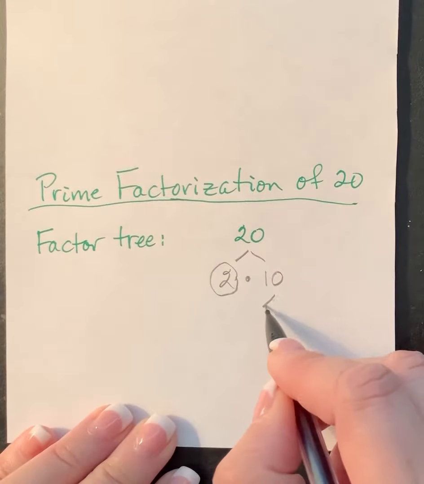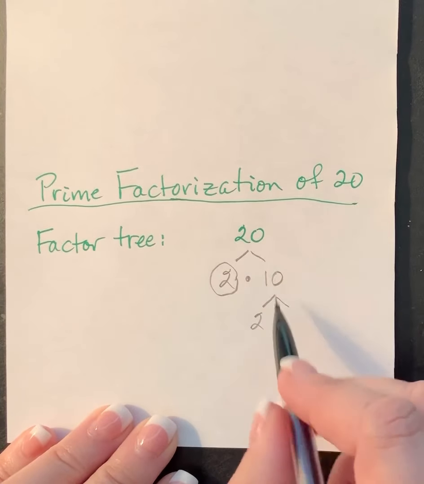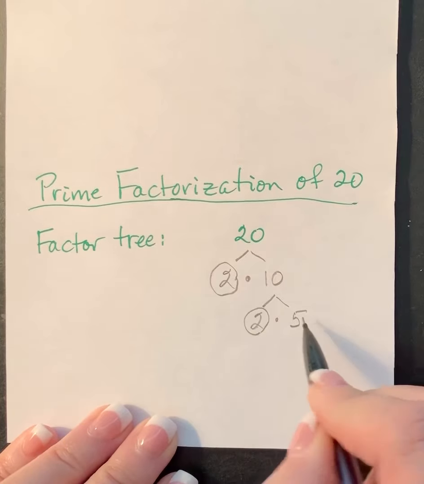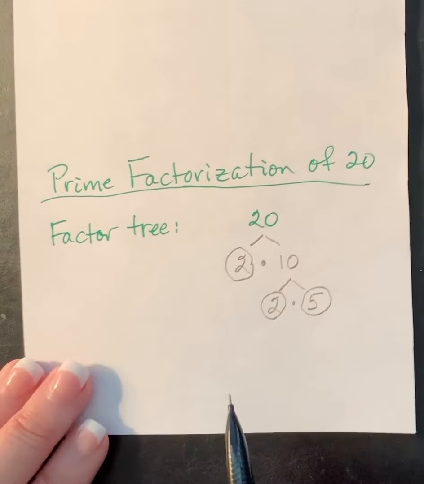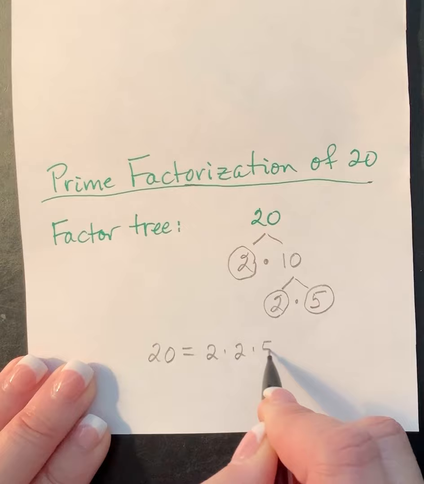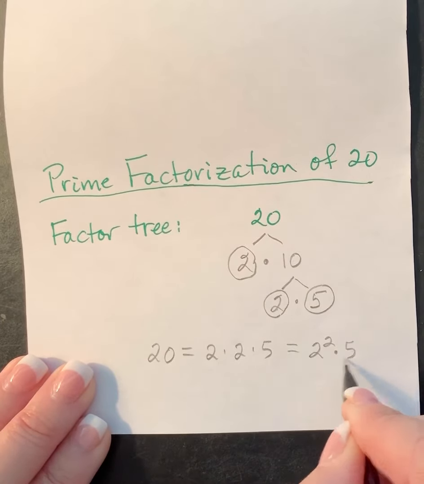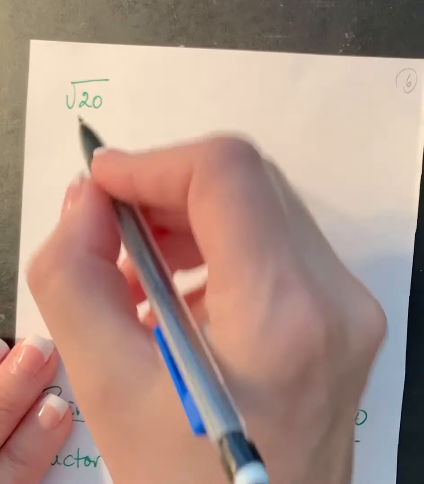So 10 is also divisible by 2. 10 is the same thing as 2 times 5. All right, now 2 is a prime, we said, and 5 is a prime. So all the things I have circled, that's the prime factorization of 20. 20 is equal to 2 times 2 times 5, and then I'm going to write it with exponents. 2 squared times 5.